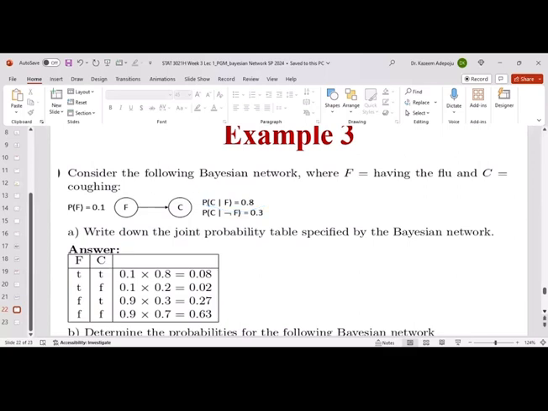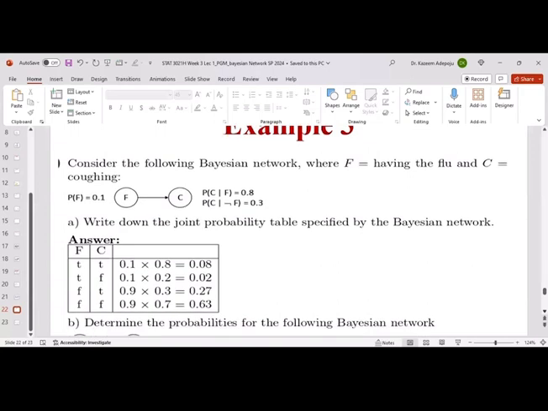You've been given this. And what is the question? The question says, write down, please, I need you to be focused here, the joint probability table specified by the Bayesian network. How do I write this? When they say joint, what do we mean by joint? The joint occurrence. How many events? F and C. It's going to be F, C. Now, we're going to consider the possibilities. The first possibility will be true, true. What is the meaning of true, true?